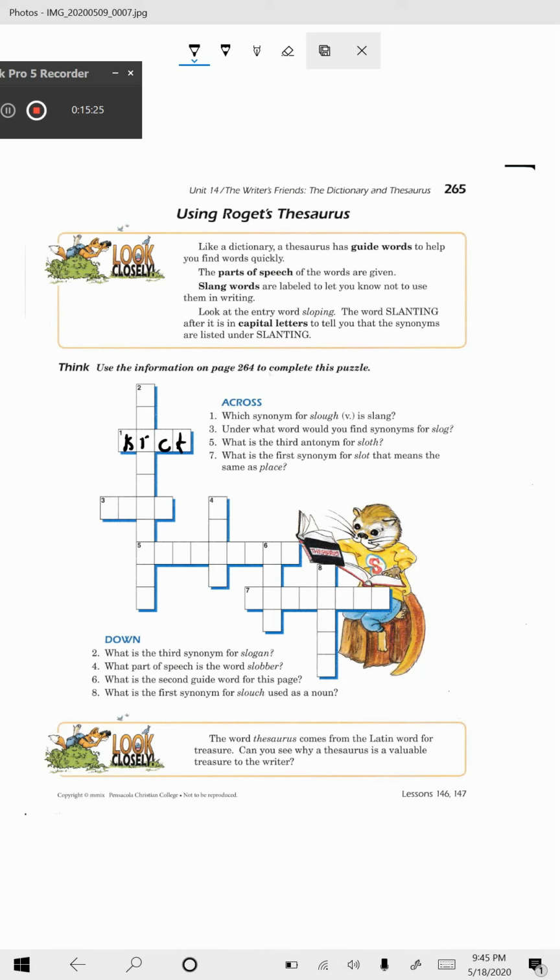All right, so for 3 across, under what word would you find the synonym for slog? Under what word would you, okay, so go to slog.